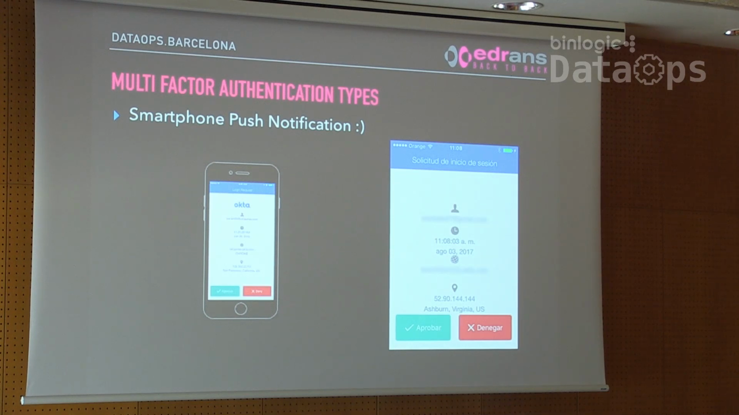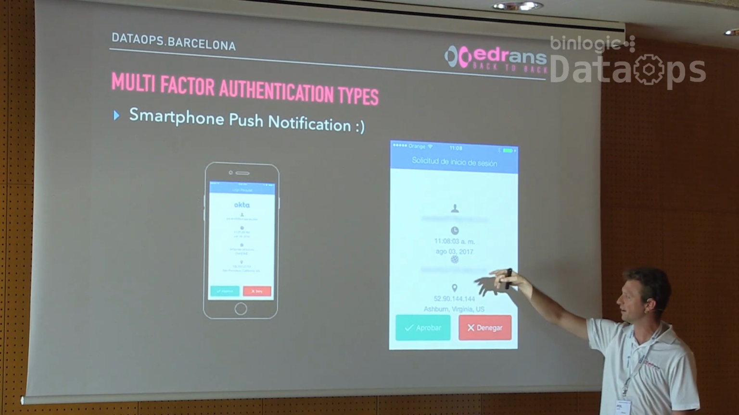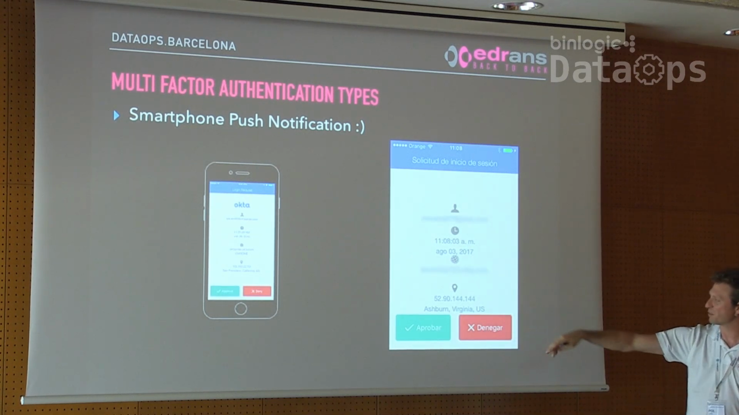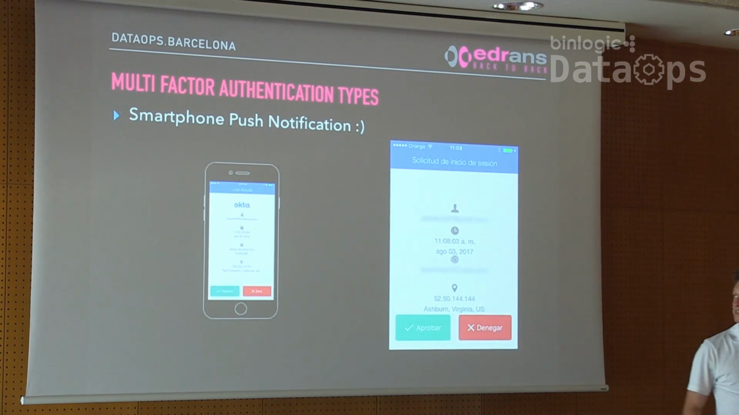You just receive a push notification on your smartphone, and it's a yes or no. Also, you can have different information about who's trying to access, from where, when, and some geolocation and IP address. Just approve the connection or deny the connection. It's simple like that.